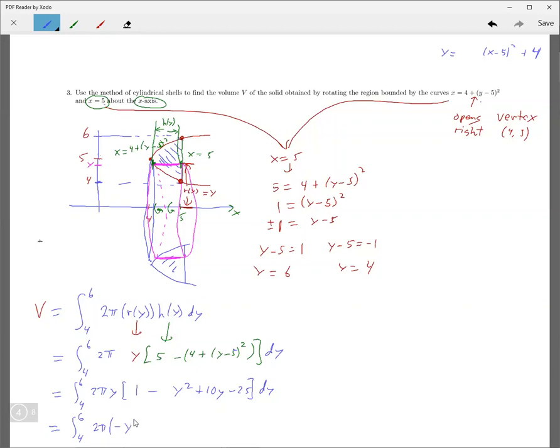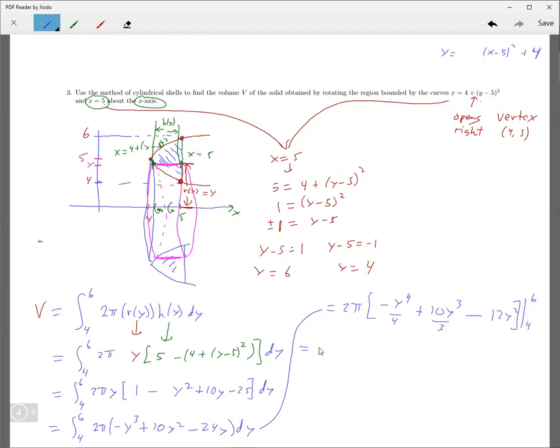We'll distribute the y, and so negative y cubed plus 10y squared minus 24y. Yeah, because then if we do that, then we can go ahead and integrate that. Okay, so when you integrate that, you get negative y to the 4th over 4, plus 10y cubed over 3, and this is going to be 12y squared. And that's evaluated from 4 to 6.